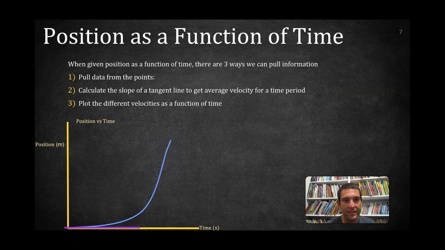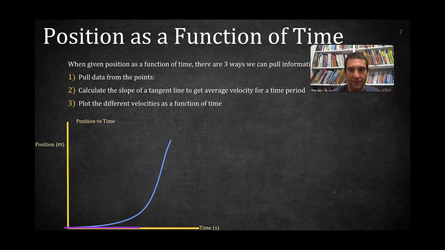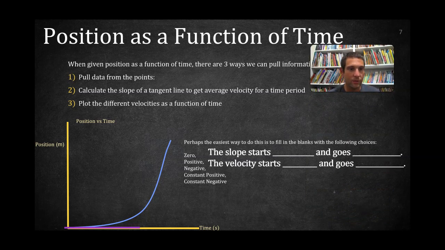Finally, we can plot the different velocities as a function of time. So we can take that slope and put it on its own graph. Perhaps the easiest way to do this is to fill in the blanks to these two sentences. Really, it's just one sentence repeating itself to make sure you fully understand the relationship here. And our answer choices for the blanks will be either 0, positive, negative, constant positive, or constant negative. It'll make sense once we see it.